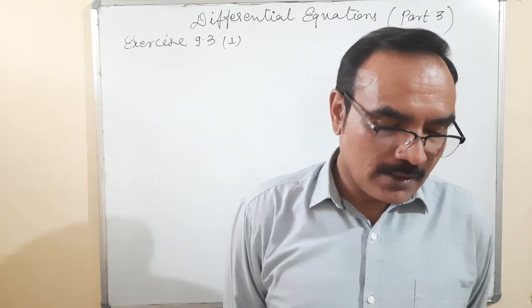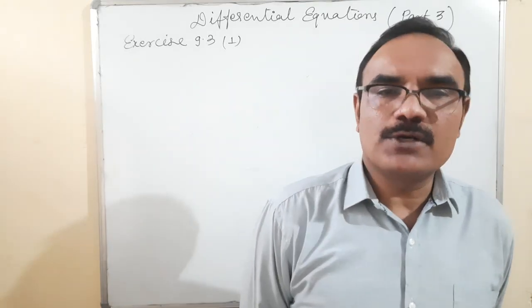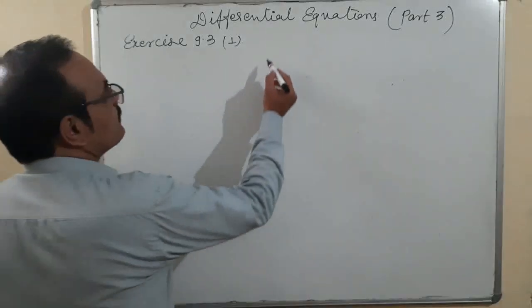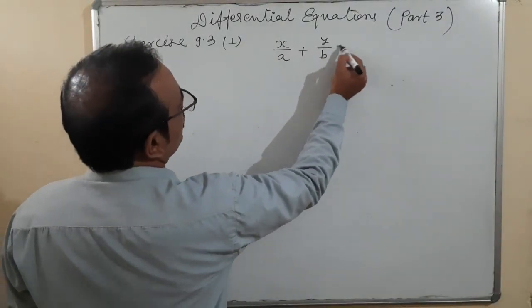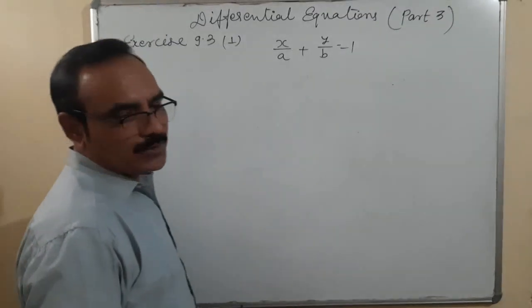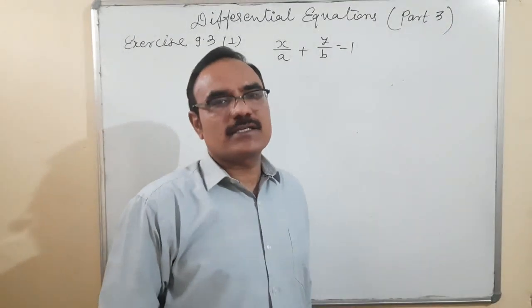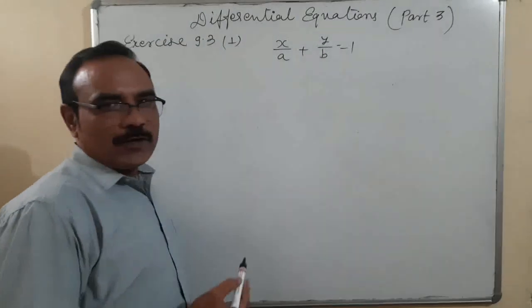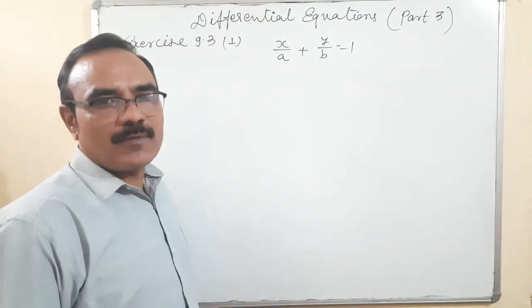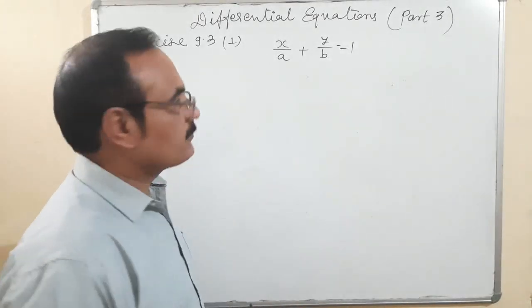Question number 1. First, x upon a plus y upon b is equal to 1. This is the equation of straight lines. Intercepts on x-axis and y-axis are a and b. You are aware of that. So we are going to form the differential equation of this family of lines.